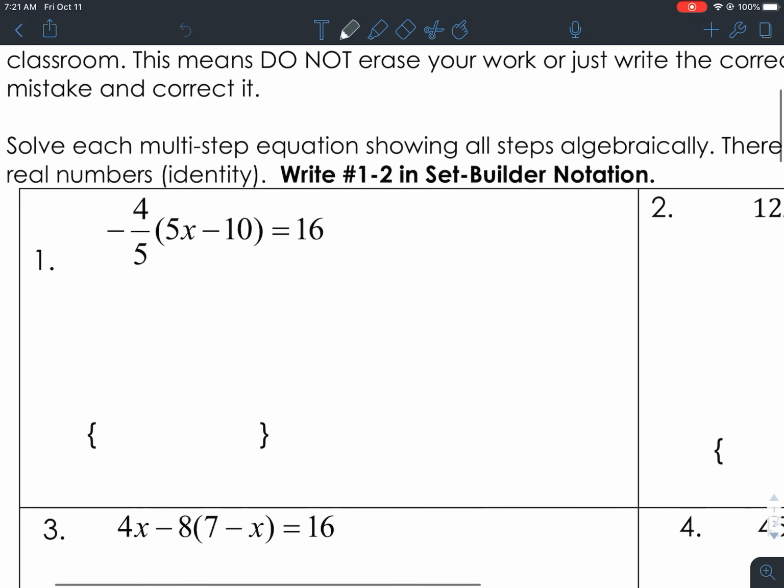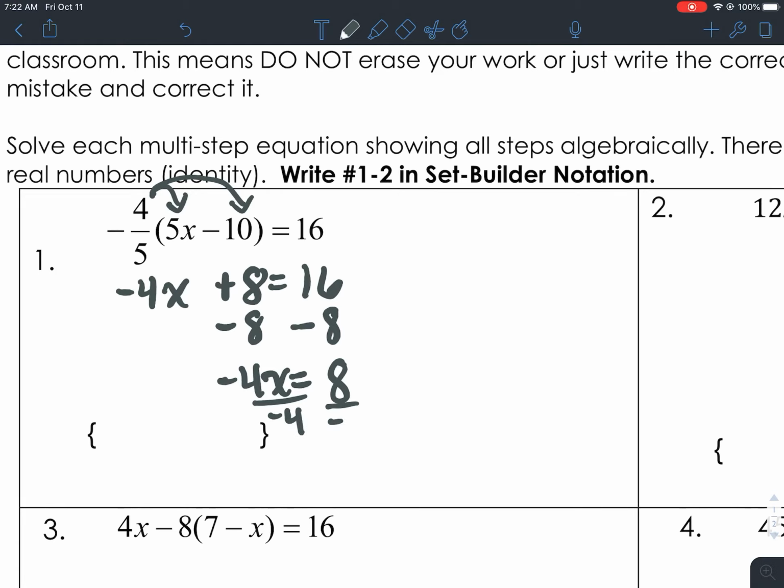Okay, so for problem number 1, we're going to distribute first. That's negative 4 times 5, which is negative 20, divided by 5 is negative 4. Negative 4 times negative 10, that's 40, divided by 5 is plus 8. 16, and then from here we would just subtract 8 on both sides, and then divide by negative 4. So you get x is equal to negative 2.